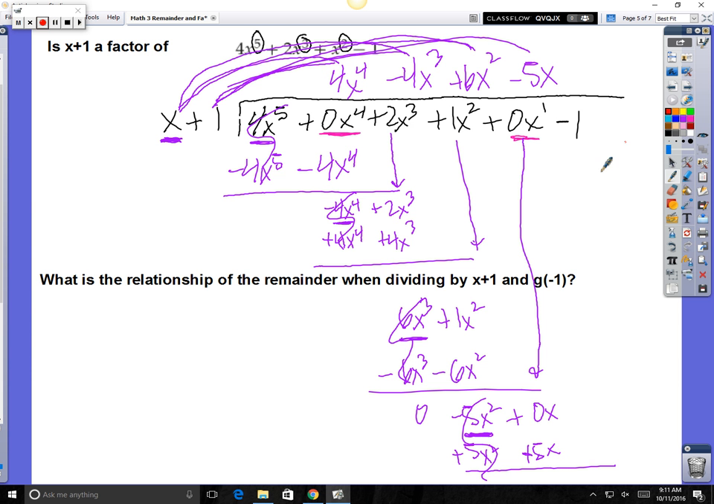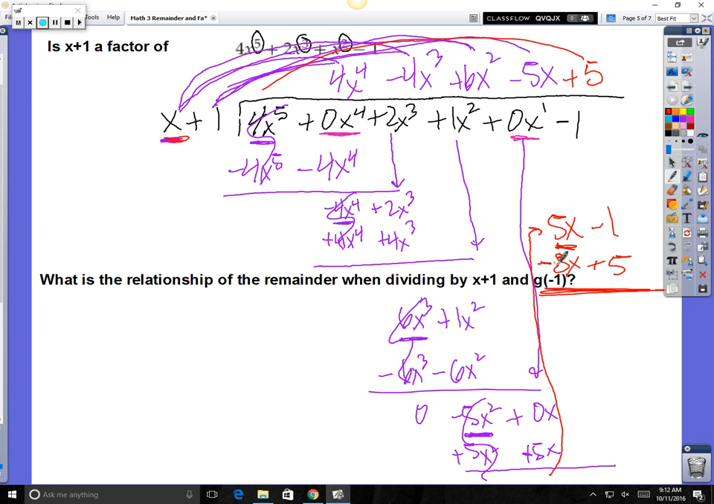Now I'm out of room. I'm going to come up here. 5x. Then bring down my next piece, my last piece of minus 1. Okay, what can I times x by to turn it into 5x? 5. 5 times x is 5x. But you got to times the 5 to the 1. And that is plus 5. Now the most important part, you got to minus them. Change that to a minus and change that to a minus. And what's a minus 5 and a minus 1? Your remainder should be a minus 6.